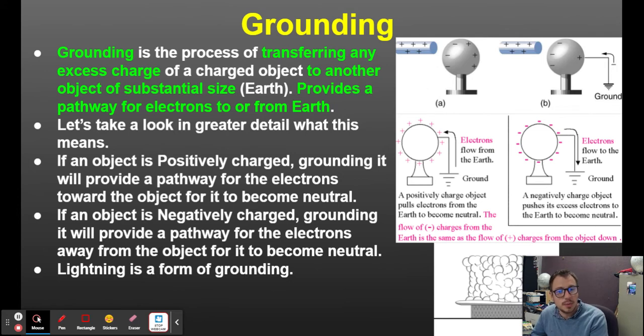Now, lightning is a form of grounding. So there's an excess charge in the sky, and once that charge builds up enough, you provide a way, just through the air, and it can ground that cloud, releasing that excess charge.